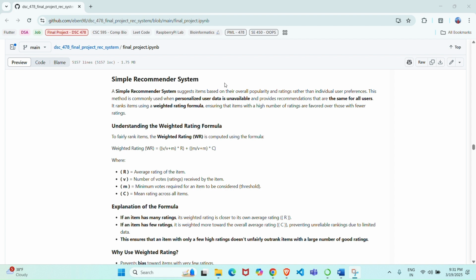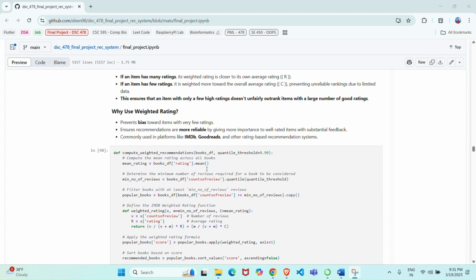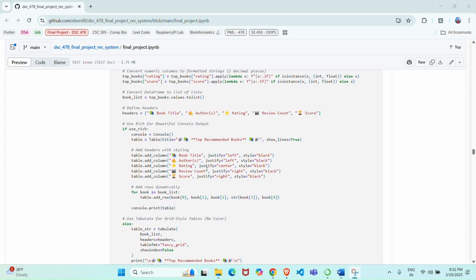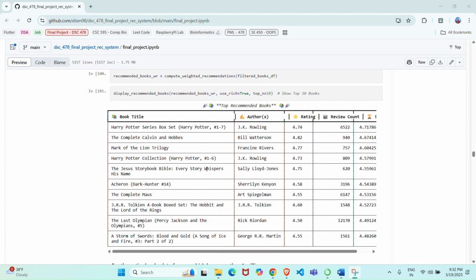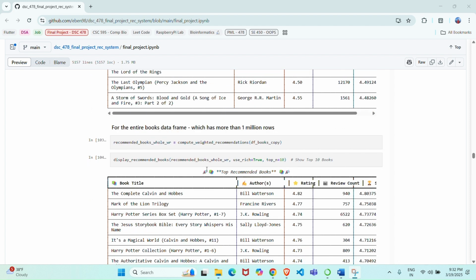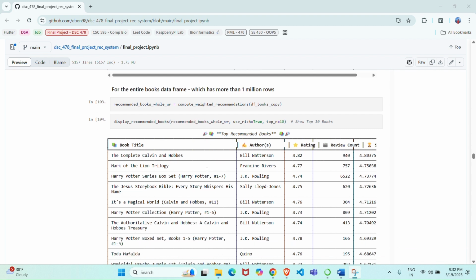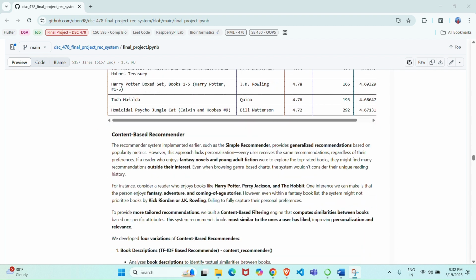The first recommender system we are implementing is a simple recommender system which uses a weighted rating formula. This was taken from the IMDb dataset, which is there in the reference notebook. It uses rating and counts of review to give the top 10 recommended books. The first output we can see here is for the 51k book dataset, which is a unique dataset, and the next output you could see here is for the 1.1 million rows.